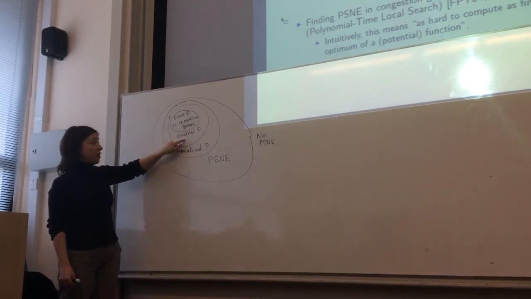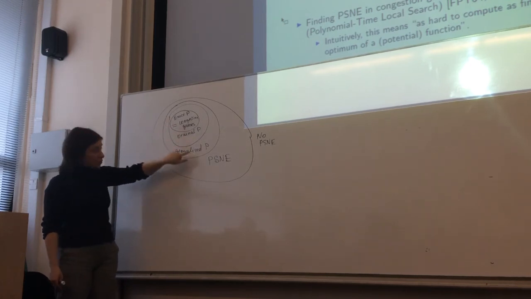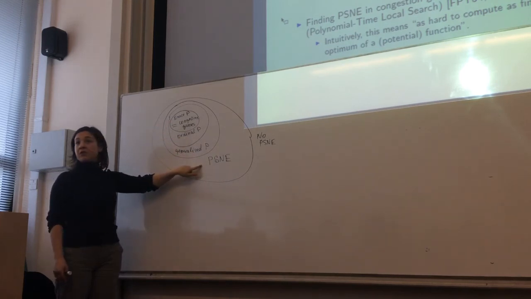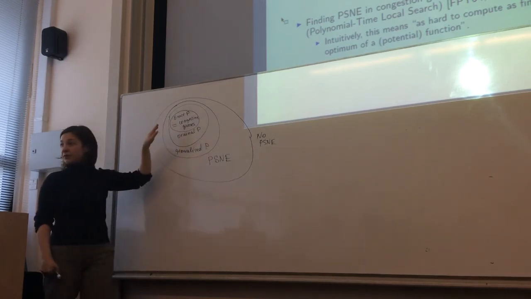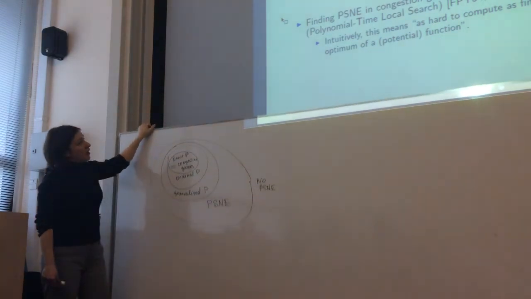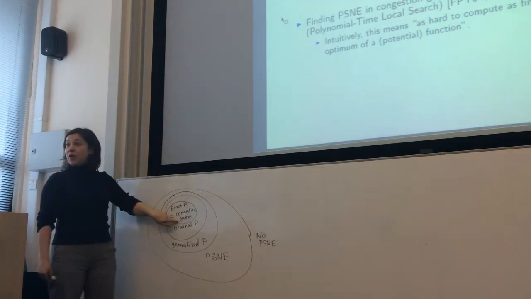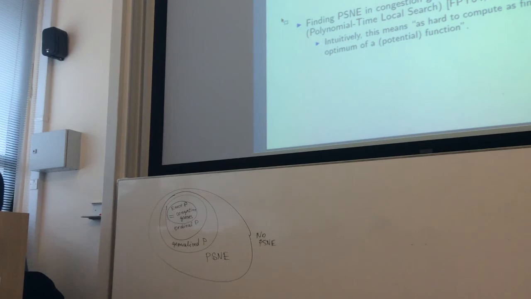So there are games where there is an ordinal potential but no exact potential. There are games where there is a generalized potential but no ordinal potential. And there are games where there is a pure Nash equilibrium but no type of potential function. So congestion games belong here, so they have an exact potential. That's a very strong condition, and that's very nice.